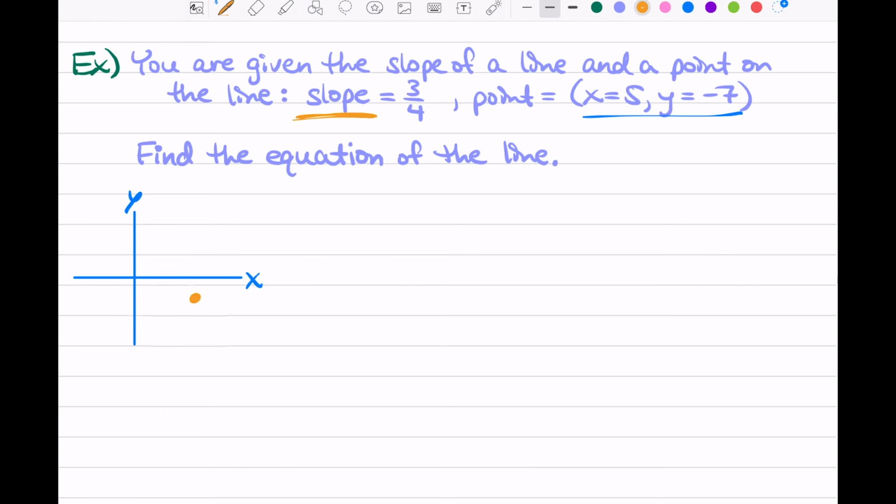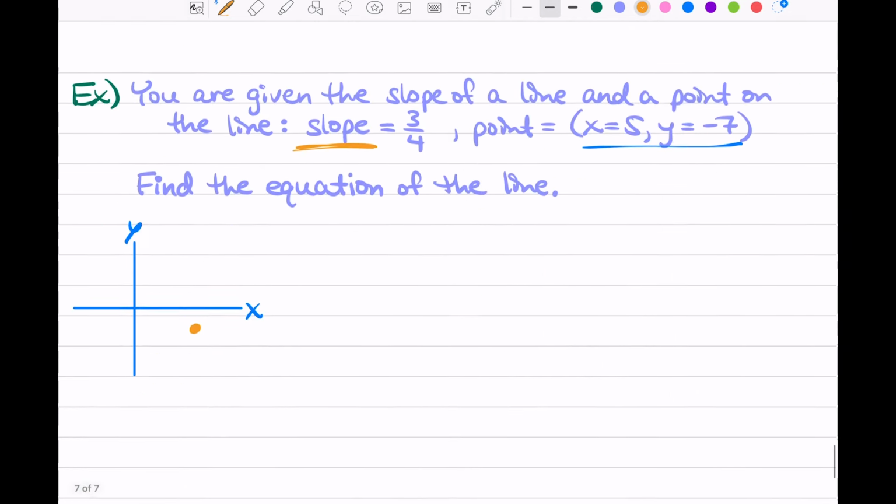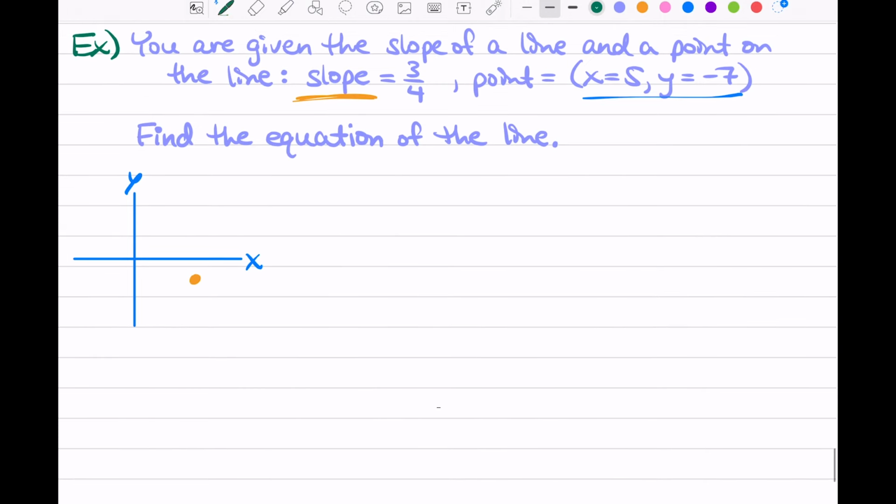And we see that our slope is 3/4. That's positive. What did we just learn? Positive slopes mean that the line goes up and to the right. So we can already tell that our line goes up and to the right. So that's what our line looks like. We have a point, we have a slope, we know it goes up and to the right, and we need to find the equation. Well, what is the equation of any line? y equals mx plus b. And it looks like we already know our m, our slope, it's given to us.